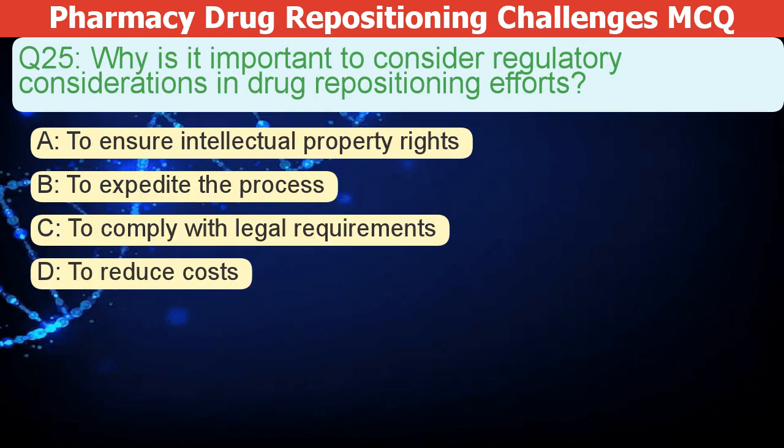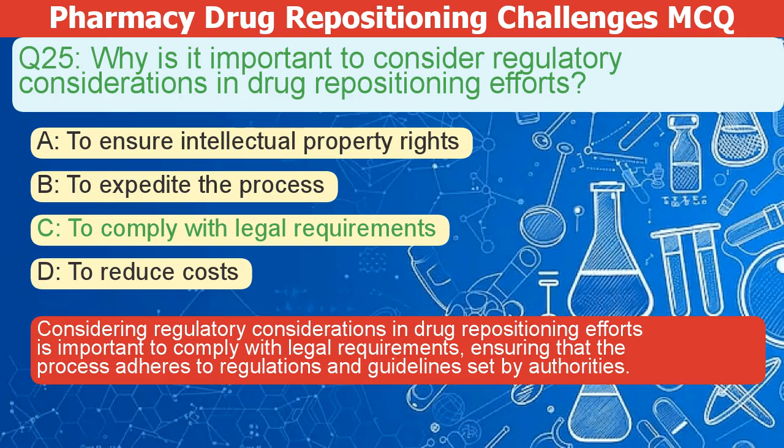Why is it important to consider regulatory considerations in drug repositioning efforts? A. To ensure intellectual property rights. B. To expedite the process. C. To comply with legal requirements. D. To reduce costs. The correct answer is C.